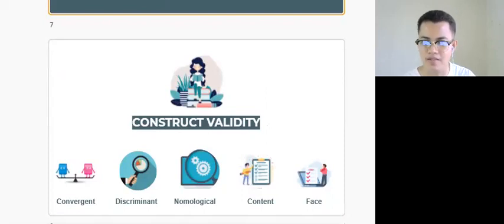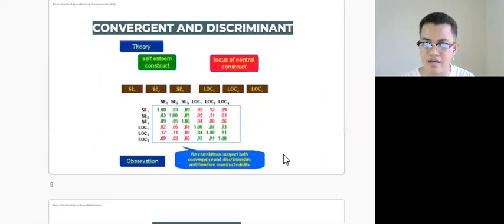When we say construct validity, it refers to whether a scale or test measures the construct adequately. So this may include convergent, discriminant, nomological, content, and face validity. For convergent validity, tests with the same or similar constructs should be highly correlated. Now we are curious, how can we conduct convergent validity?